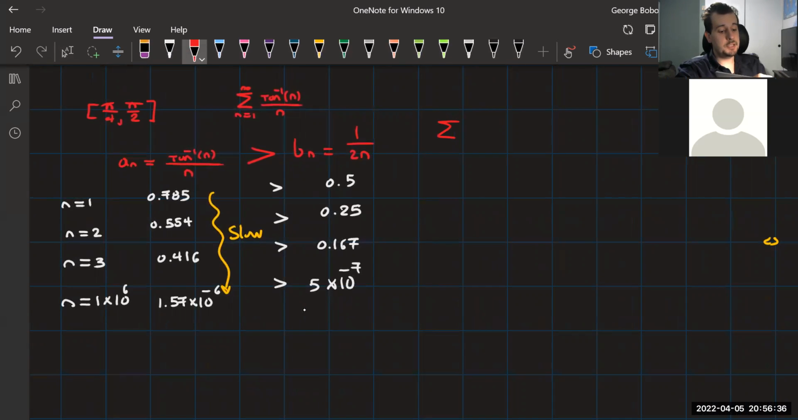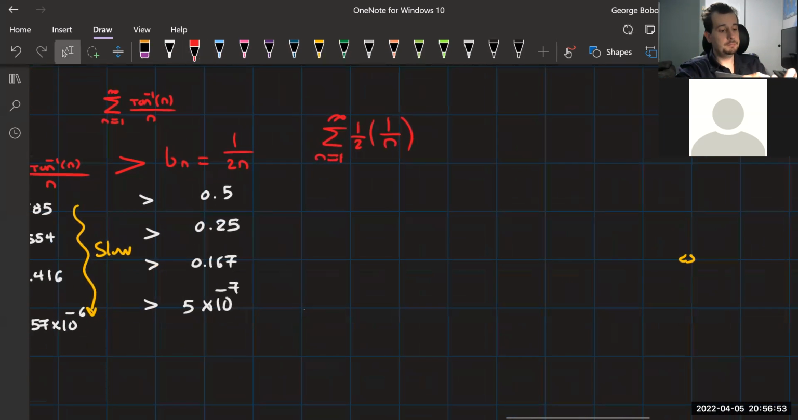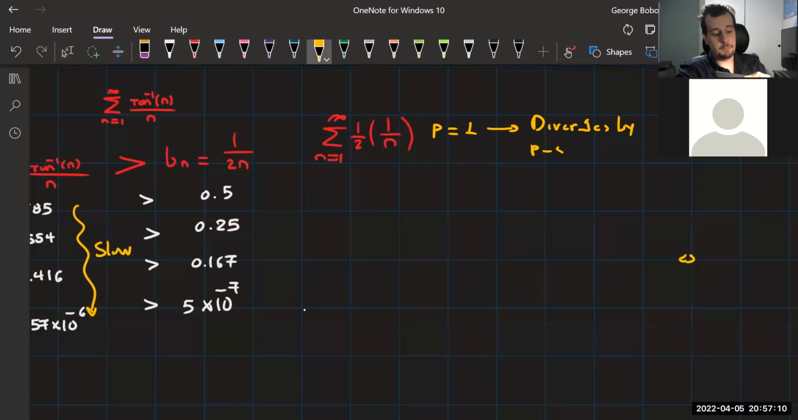So what kind of series is this that I have in my hands? 1 over n is the geometric series. The other one. Oh, a p series. And what is the exponent on n? 1. Okay, that's a problem. That means we diverge. Diverges by p-series test.